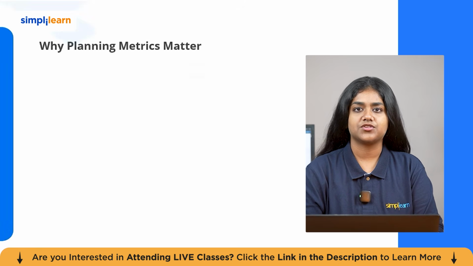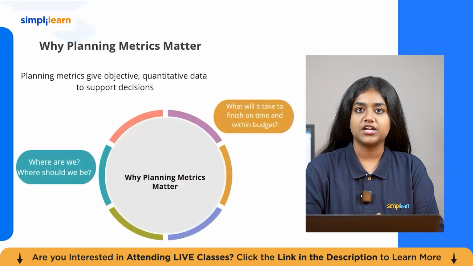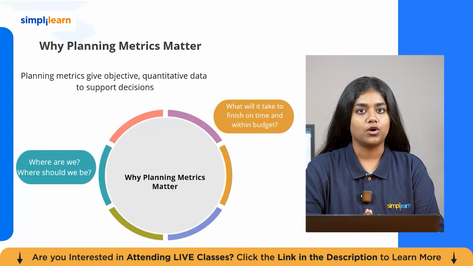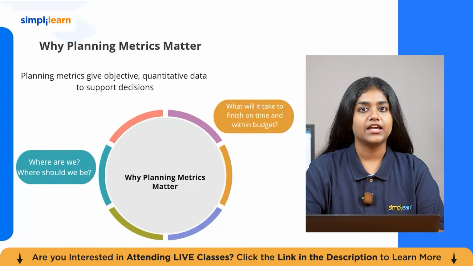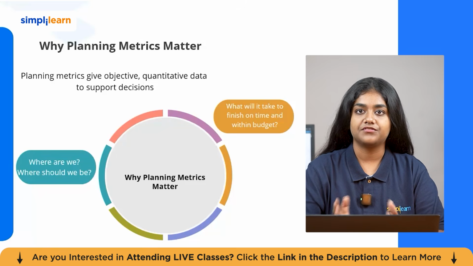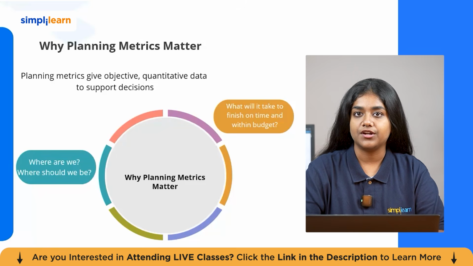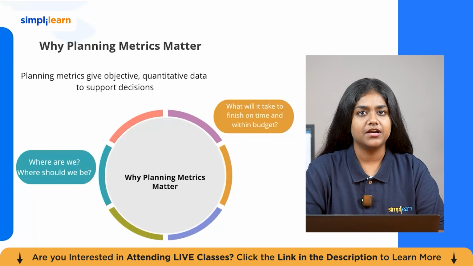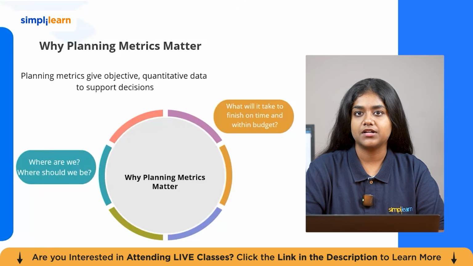So why do planning metrics matter? Planning metrics provide objective and quantitative information that helps project managers make informed decisions. Instead of relying only on opinions, assumptions, or rough guesses, metrics give measurable evidence about project performance. They show whether the project is progressing as planned, whether resources are being used effectively, and whether corrective action is needed. Without planning metrics, project management can easily become guesswork.